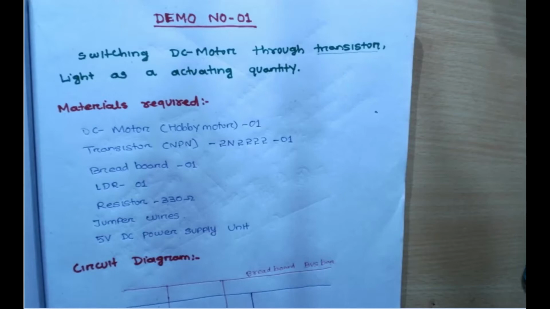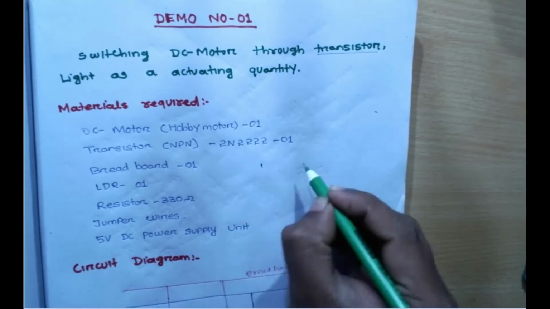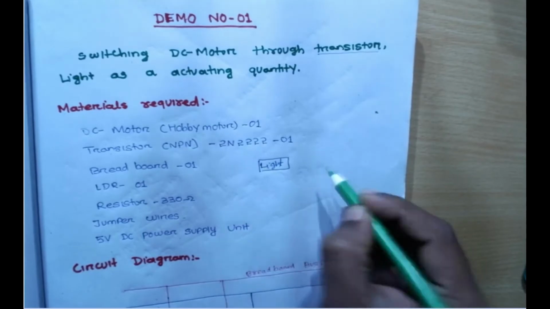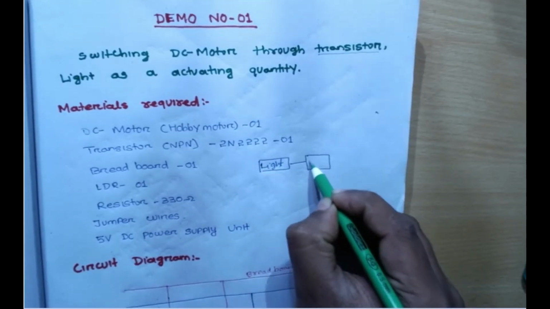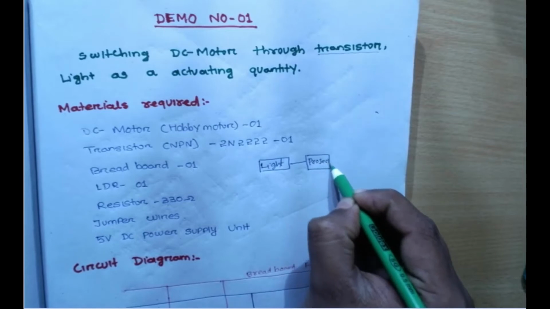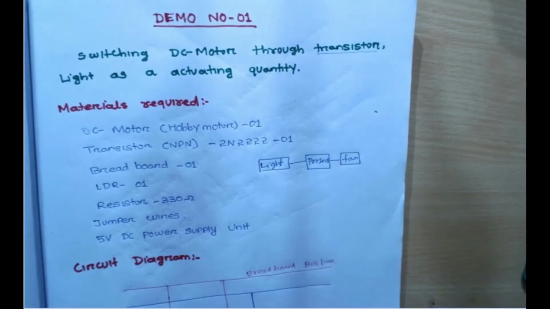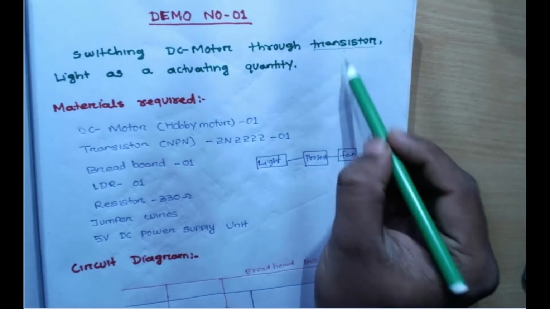Here we will take light as the actuating quantity. It means in this practical, the light will be the input, whereas the fan will be the output. So the light is actually the actuating signal and the fan is the load. The light controls the switching action of the fan with the help of the transistor. Exactly, the transistor is the switch in this practical.